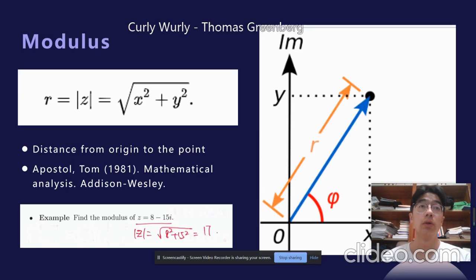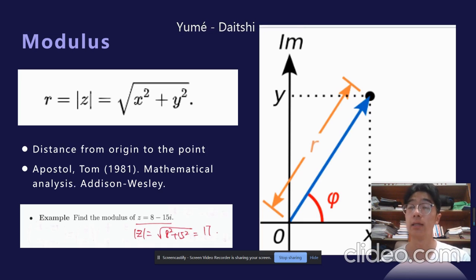So what is the modulus? The modulus is the distance from the origin to the point you have plotted. It is denoted by r, and it is equal to the absolute value of z, which is the square root of x power 2 plus y power 2. Look at the picture on the right side. The r is the distance from the origin to the point.